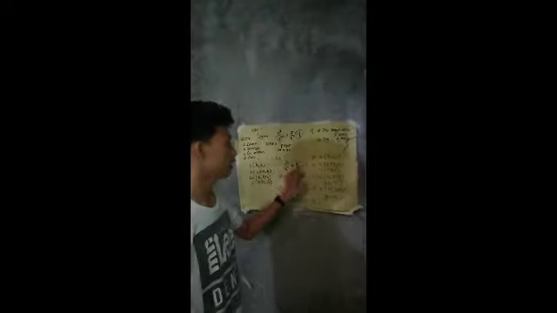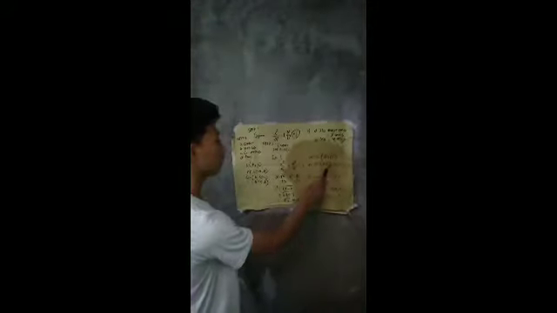So our center is 0, 0, because our x is 0 and y is 0. So our vertices is plus or minus 3, 0. And our co-vertices is 0, plus or minus 2. And our foci is plus or minus 2.24, and 0.